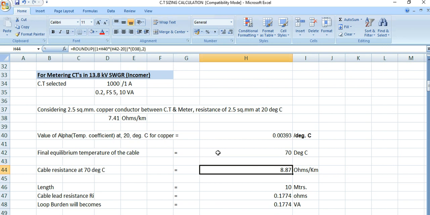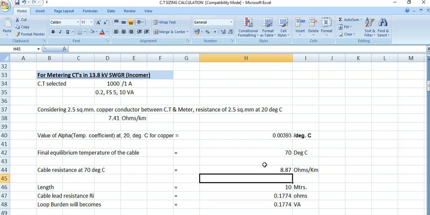Here is the formula: 1 plus alpha into T2 minus T1. Alpha is the temperature coefficient, which is 0.00393, into T2 minus T1, where T2 is 70 degree centigrade and T1 is 20 degree centigrade. Rounding off to two decimal places, it comes to 8.87 ohms per kilometer.